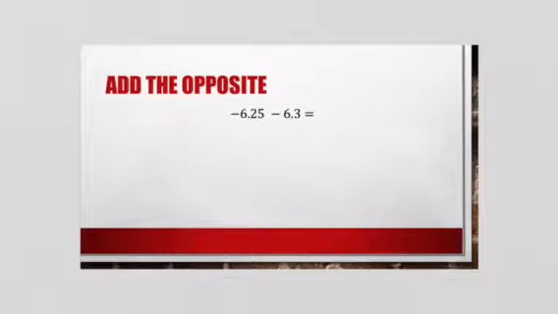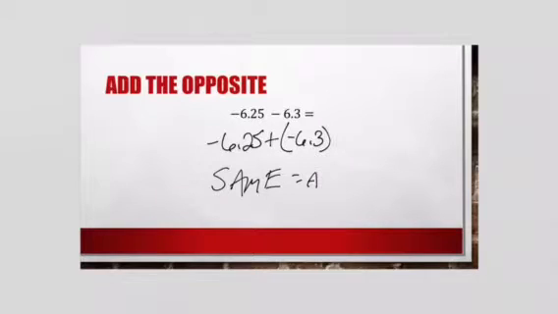Let's go to the next one. Negative 6.25 plus negative 6.3. In this case, the signs are the same, so we will add, and it's simply going to be 6.30 and 6.25. We'll get 12.55.